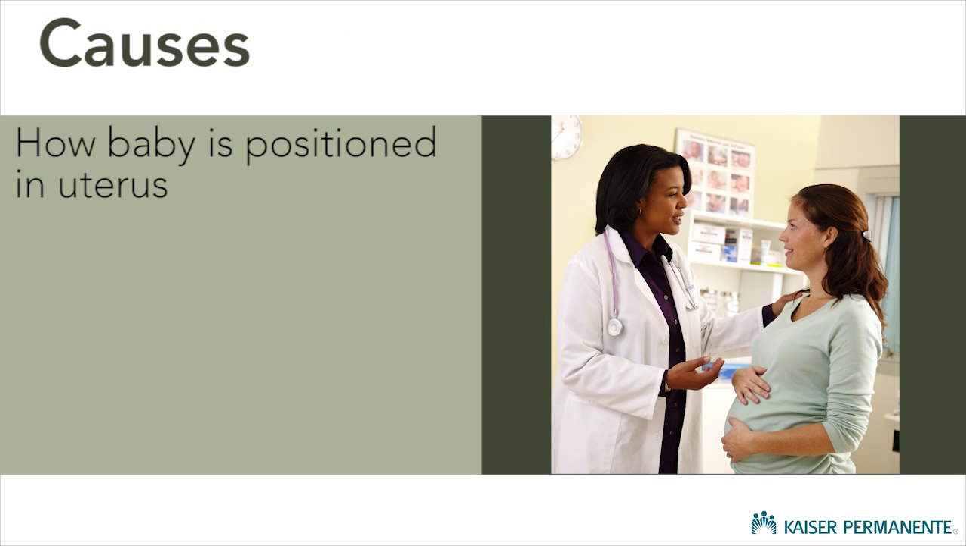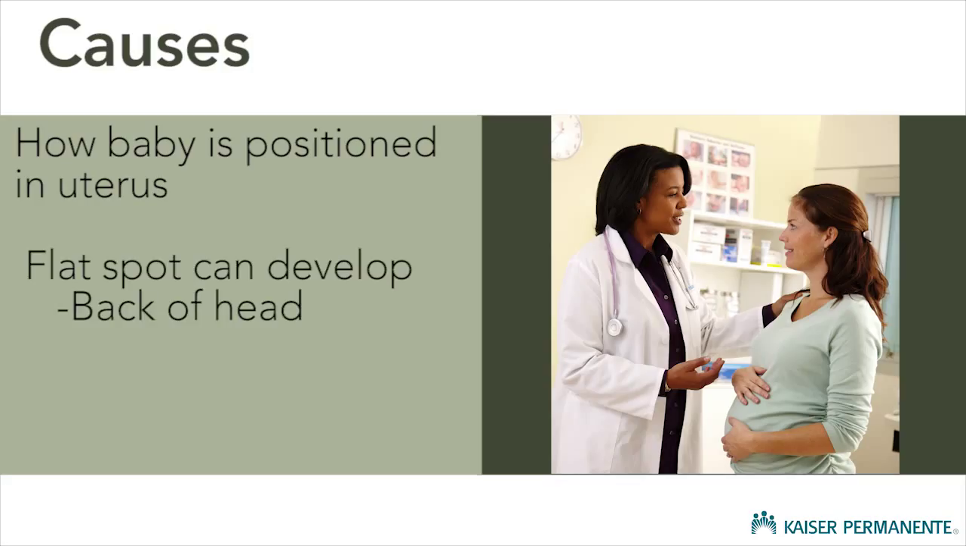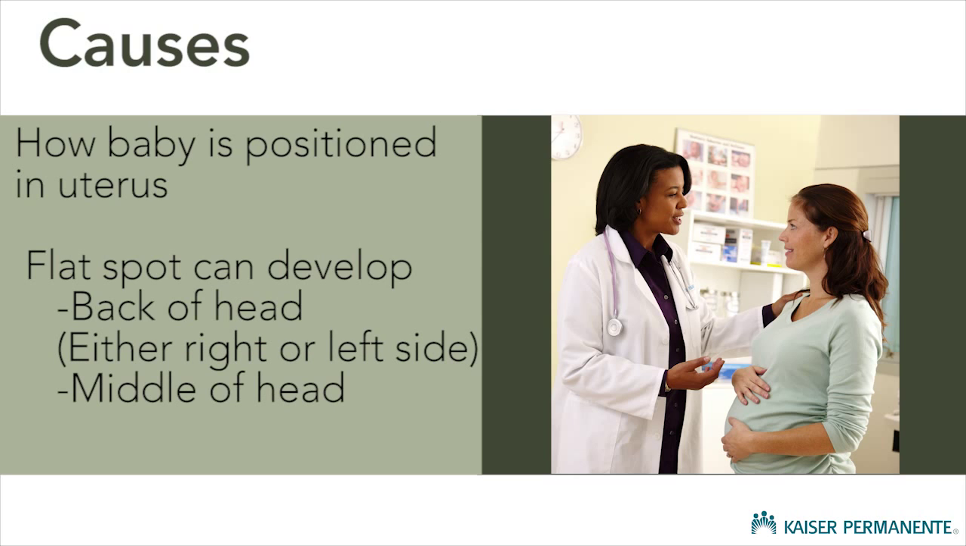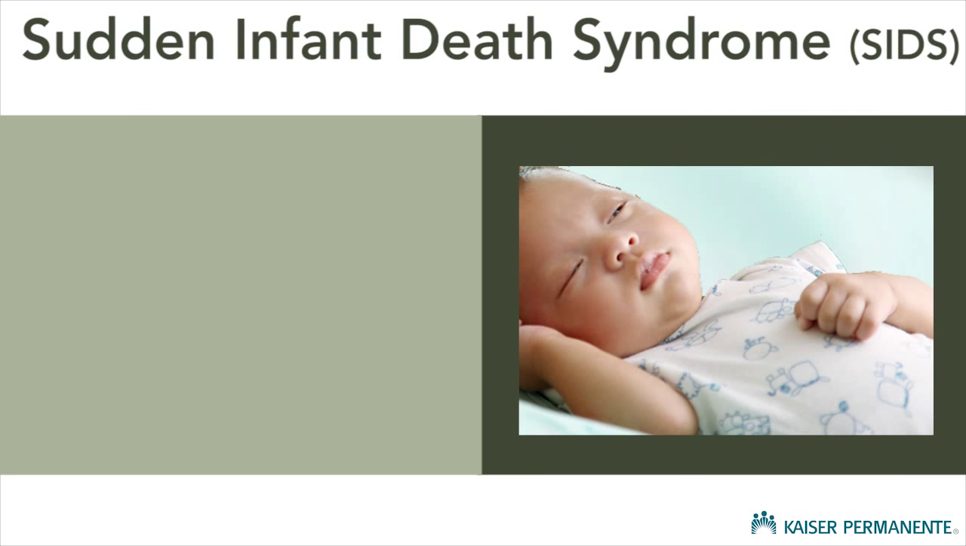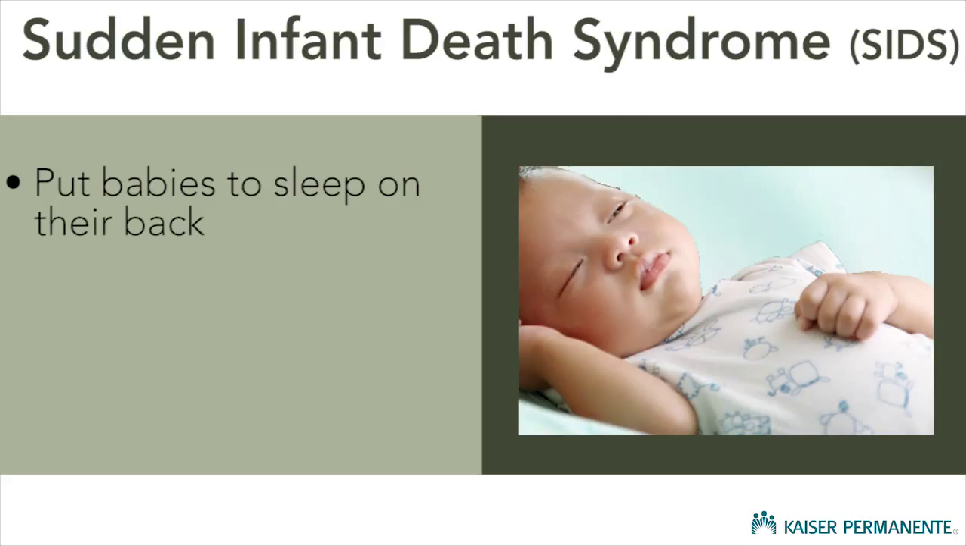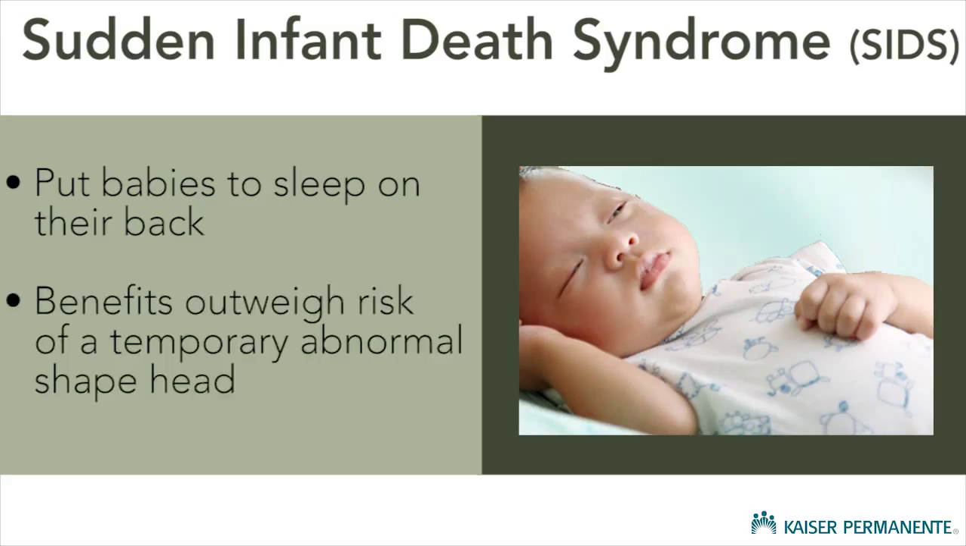Depending on how a baby is positioned in the uterus or after birth, he or she may develop a flat spot on the back of their head, either on the right or left side of the back of the head, or squarely in the middle of the back of the head. To reduce your baby's risk of SIDS, or sudden infant death syndrome, the American Academy of Pediatrics has recommended that parents put babies to sleep on their back. While this increases the risk for developing a flat spot on the back of your baby's head, affecting 1 out of 5 infants, the benefits outweigh the risk of a temporary abnormal shaped head.